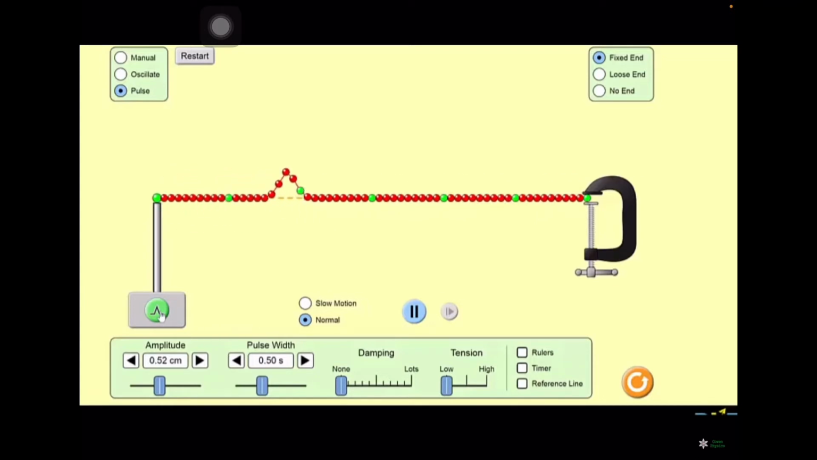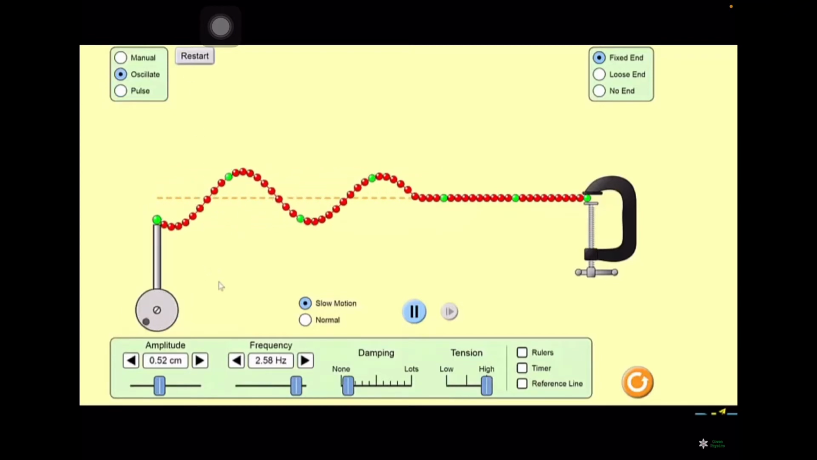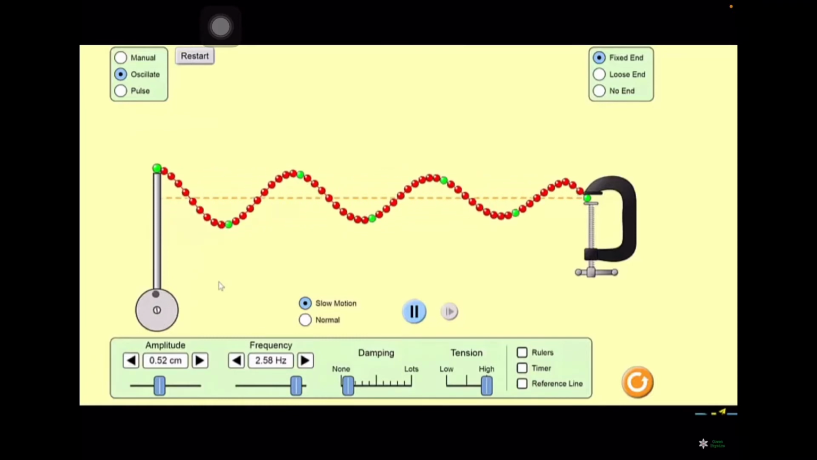Now watch what happens if I send a second pulse along the wave sometime after the first. When the two waves meet, they superpose. At some points they will interfere constructively and at other points they will interfere destructively. This is perhaps best illustrated by sending a progressive wave along our string and watching it reflect off the end.